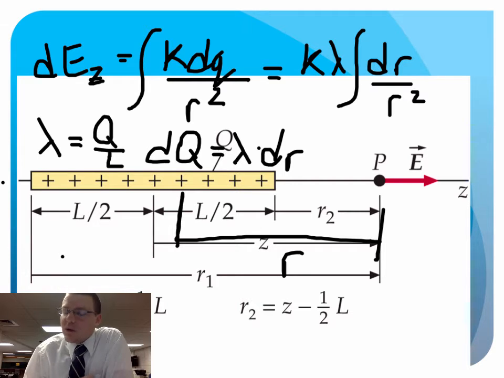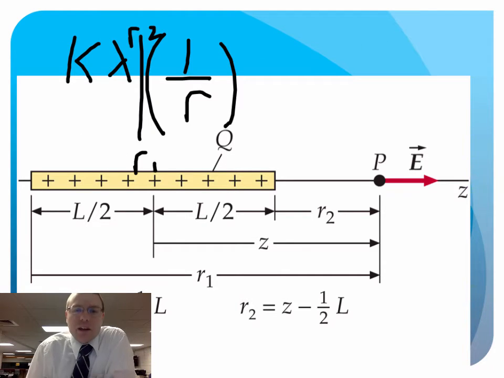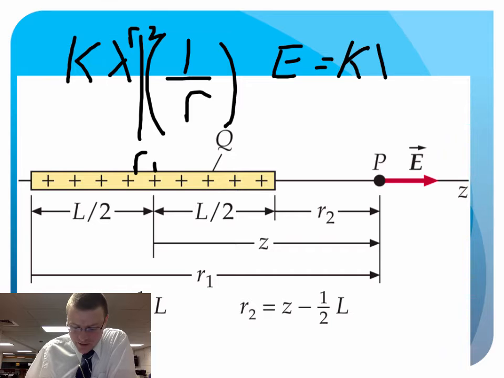So that's nice. We don't have to eliminate anything else. The k and the lambda came out since they're constants. So I'm integrating 1 over r squared dr. And the integral of 1 over r squared becomes k lambda times negative 1 over r. And I'm going to evaluate that between my bounds of r1 and r2. So if I put in my two bounds, the electric field strength along the z-axis here is k lambda times 1 over r2 minus 1 over r1.